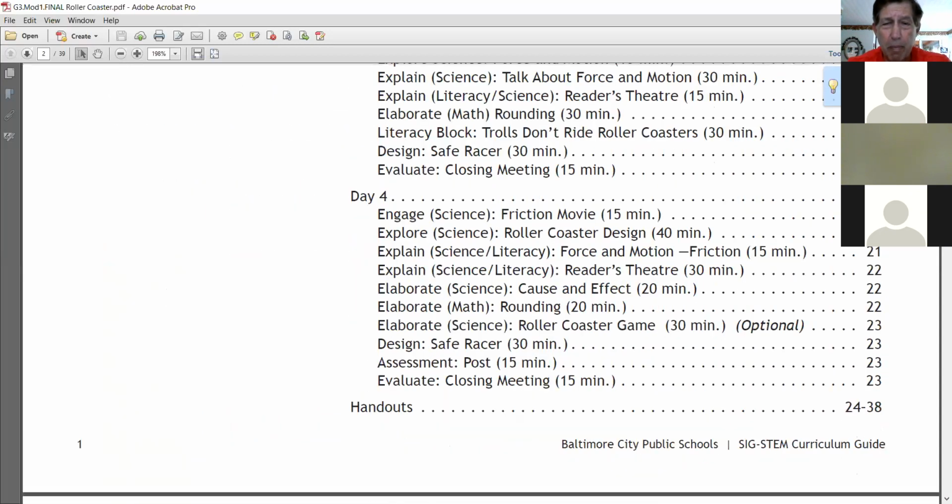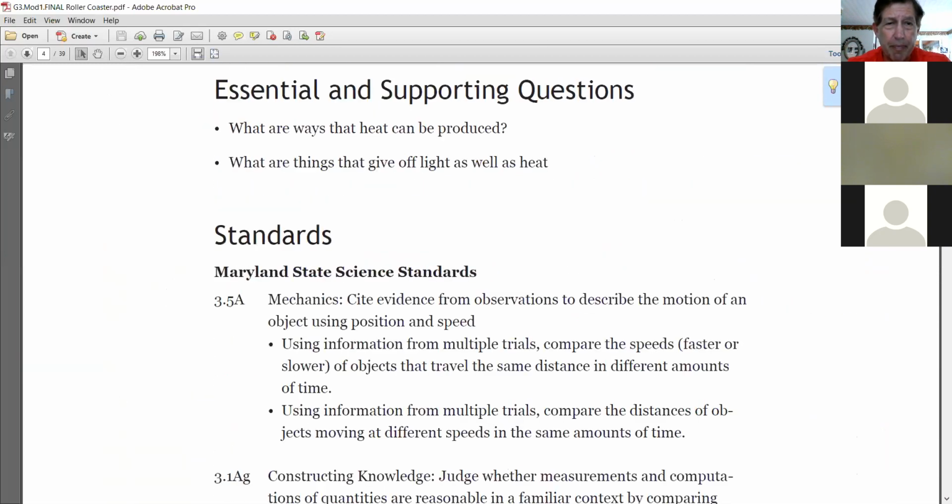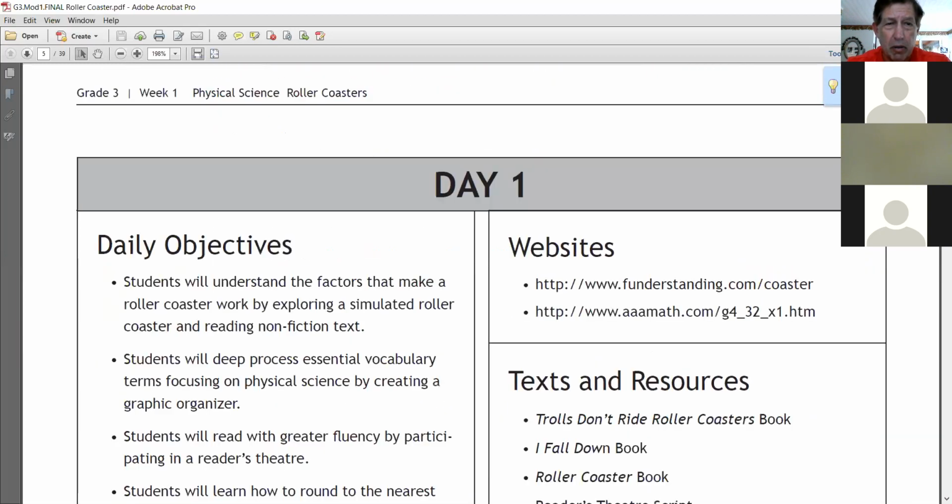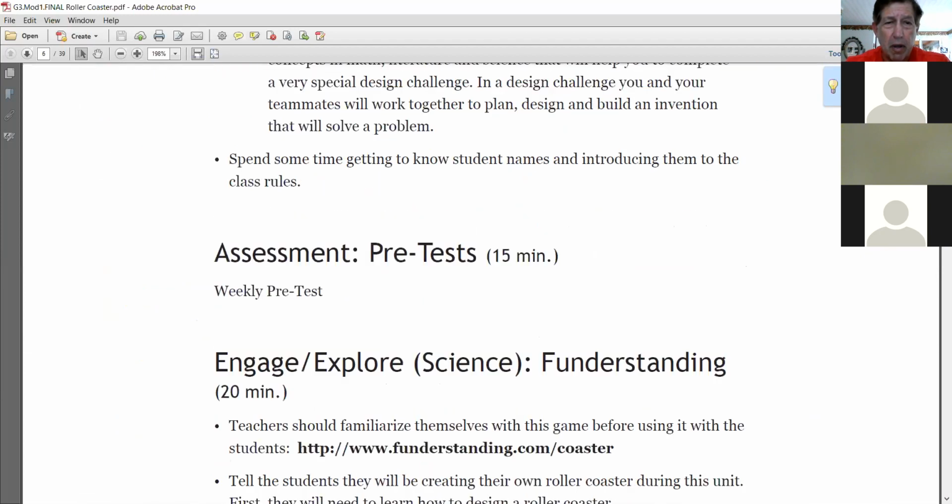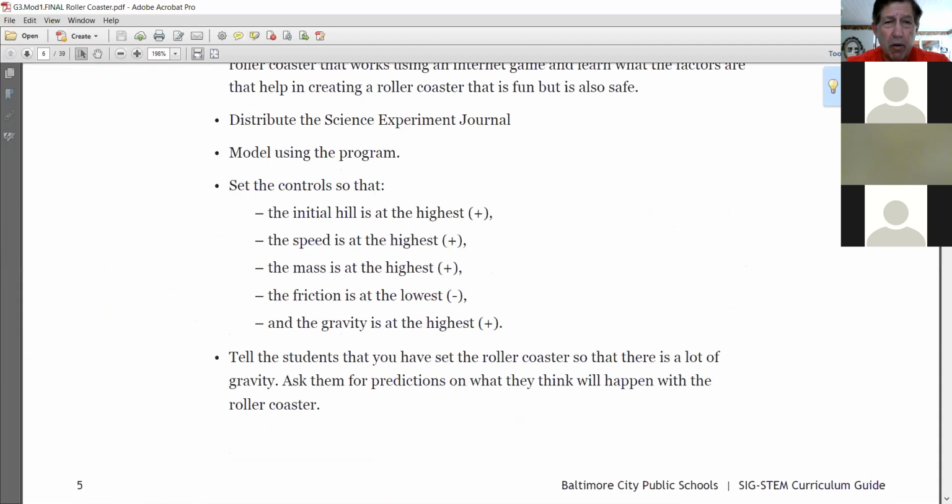Okay, so this is quite a project that I developed for them. And this is what I did. We set up the initial hill as the highest. The speed was the highest. I showed this to the teachers and we did it with them, and then they did it in the classroom. And when they were done with this, they had the setup in their technology center. The mass is highest, the friction is lowest, and the gravity was highest.